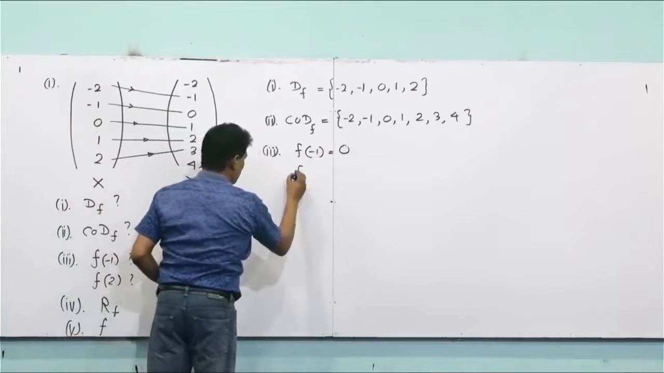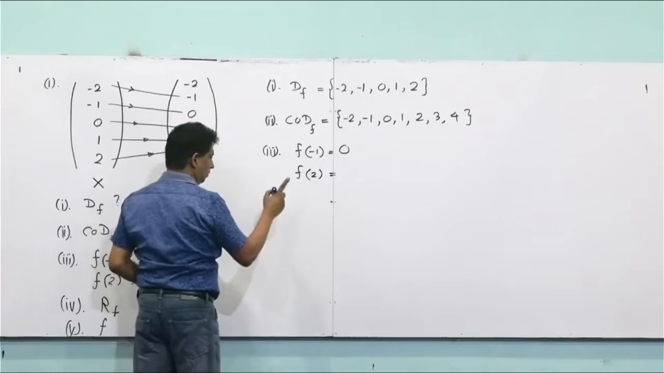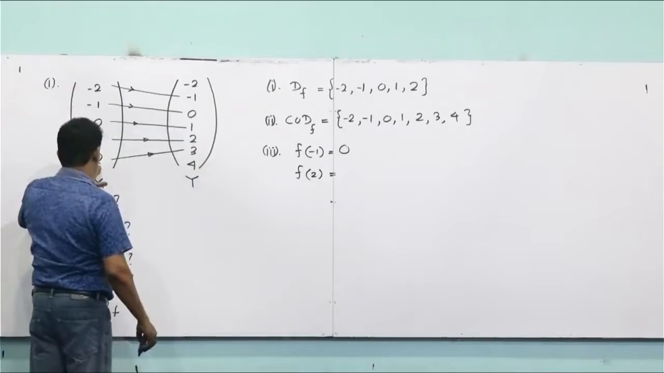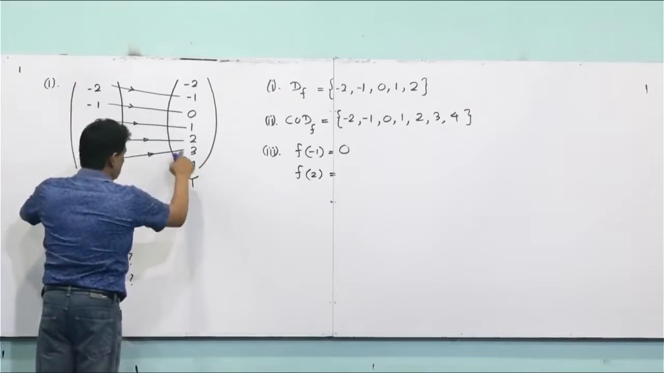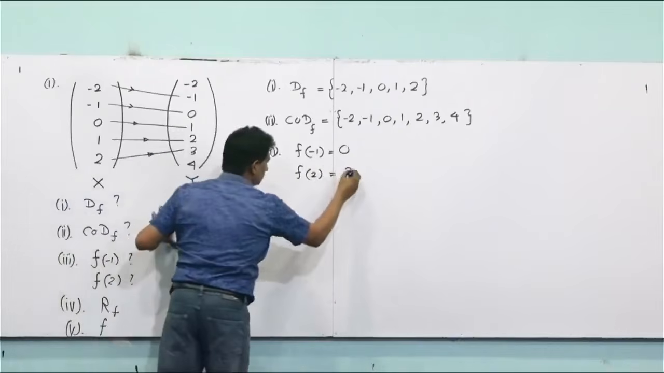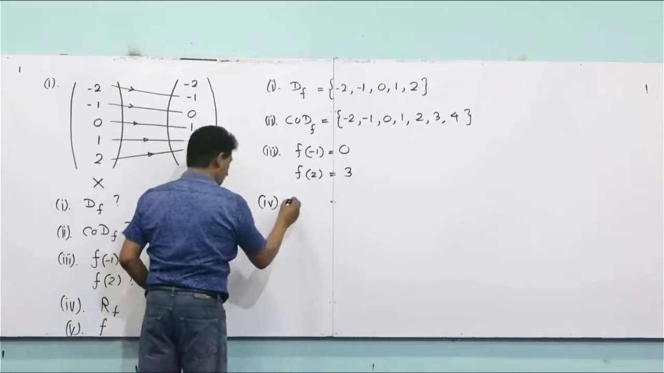Then we have to find F of 2. The meaning of F of 2 is the image of 2. This is the element 2. Then this is the image of this element 3, no? Then the fourth one, RF.